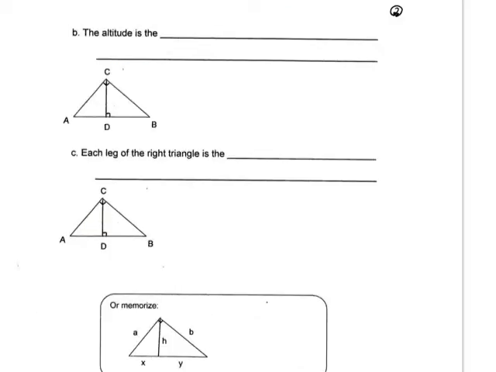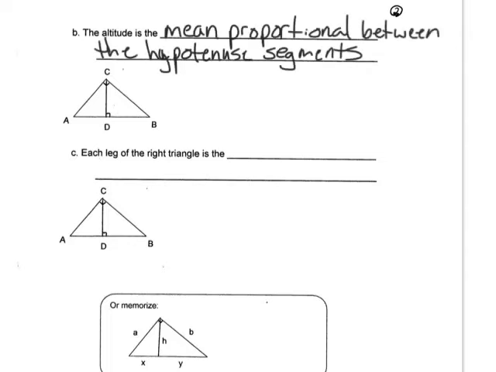So here's where we get into a different definition. Because of our setup yesterday, we can say that the altitude is the mean proportional between the two hypotenuse segments. So we just defined what a mean proportional is. The altitude is going to be the mean proportional between the hypotenuse segments, which means this. CD is the mean proportional between AD and DB.